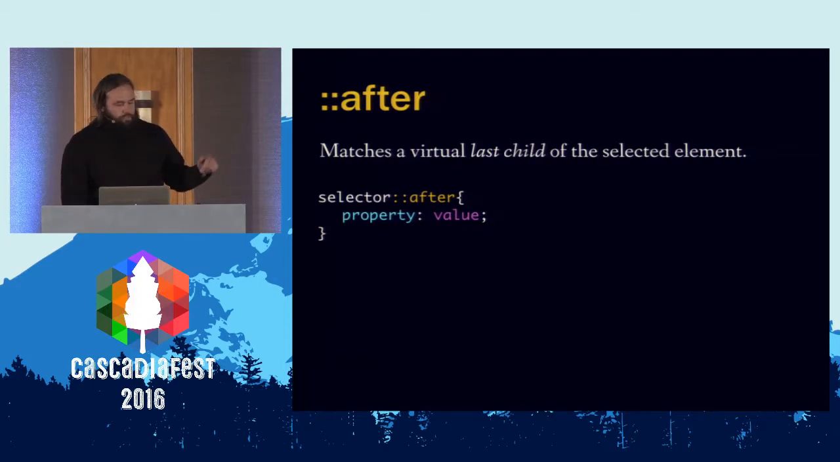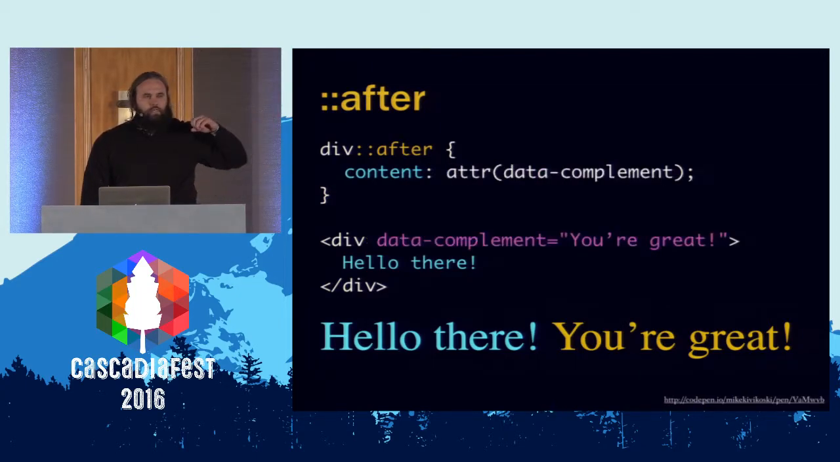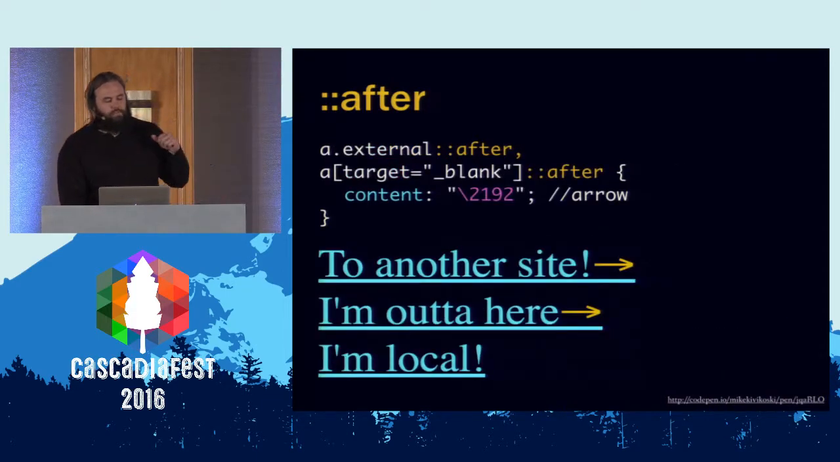After matches a virtual last child of the selected element. So if we have a div with after content, you're great, and our div says hello there, visually we're going to see hello there, you're great. We don't really want to put text content into our CSS, though, so you're better off putting it in a data attribute, and then you can pull that into your content, just so you keep that separation. What's also nice is you could use after on, say, external links, if you wanted an arrow or an icon to show people they're going off somewhere.